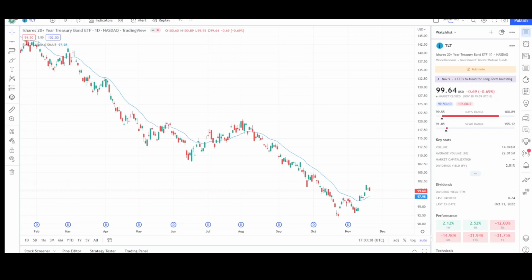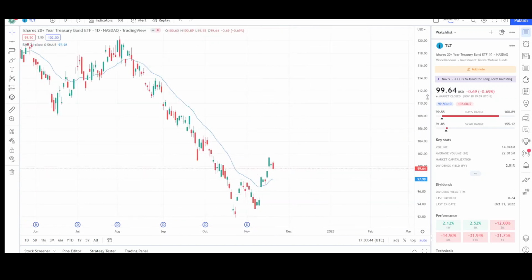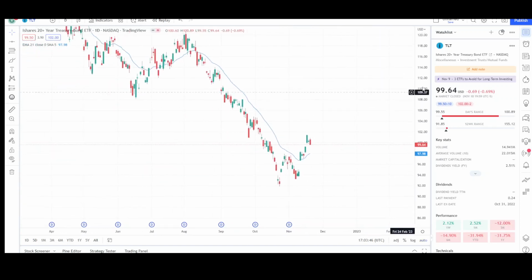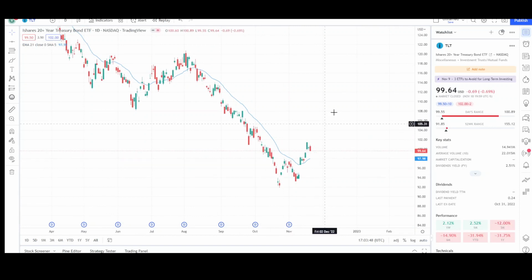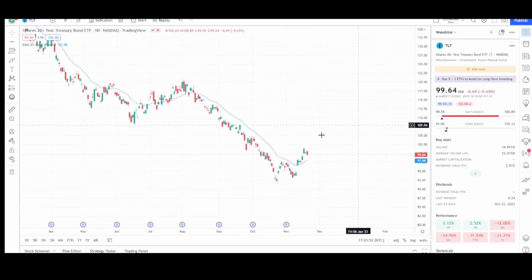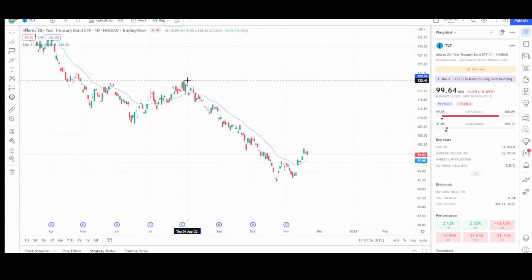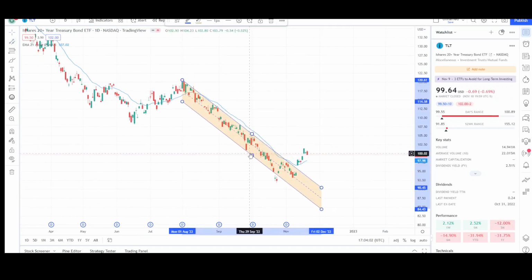chart. So here we have the daily chart for TLT, and we're seeing that nice pullback because we were overextended. We went down too fast or too much in a short amount of time. So now we're seeing a nice little pullback for TLT. This was the downtrend channel in play right here, and we had an overshoot.